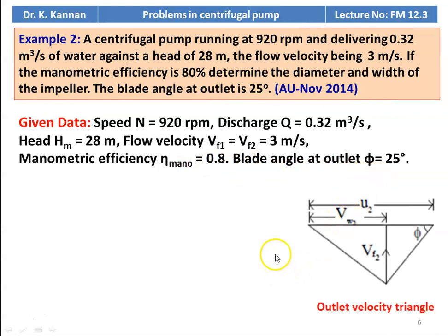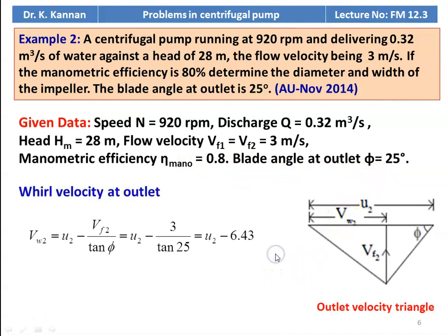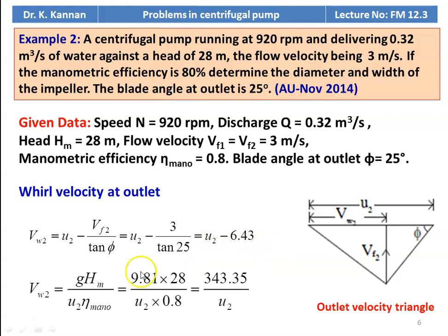And referring to the outlet velocity triangle, we calculate the whirl velocity Vw2, which is U2, the total length, minus the small length, which is Vf2 by tan phi. So Vw2 equal to U2 minus 3 by tan 25 equal to U2 minus 6.43. So U2 is also unknown here. Now we have another equation for Vw2.